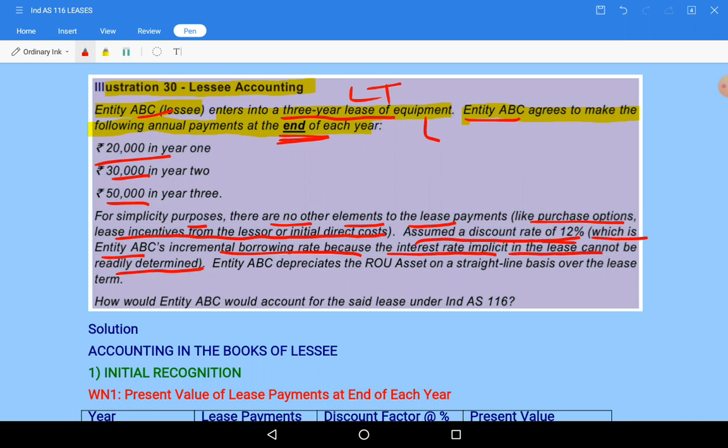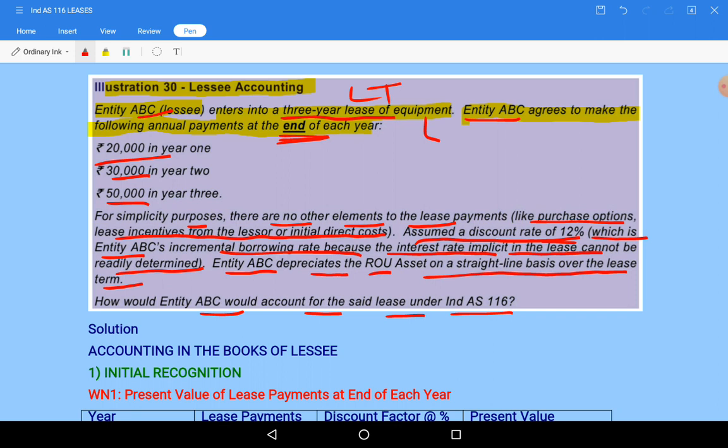लेसी के लिए. Entity ABC depreciates the right to use asset on straight line basis over the lease term. ये भी बता दिए. How would entity ABC account the said lease under Ind AS 116? That is what they are asking.